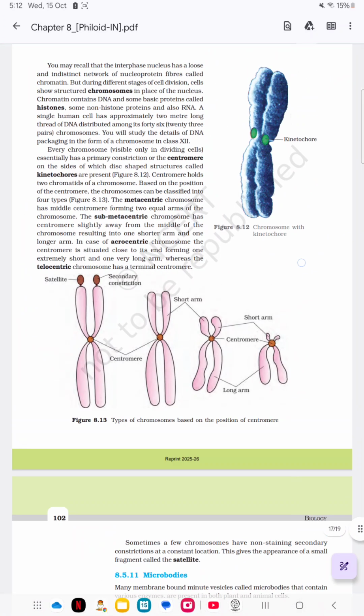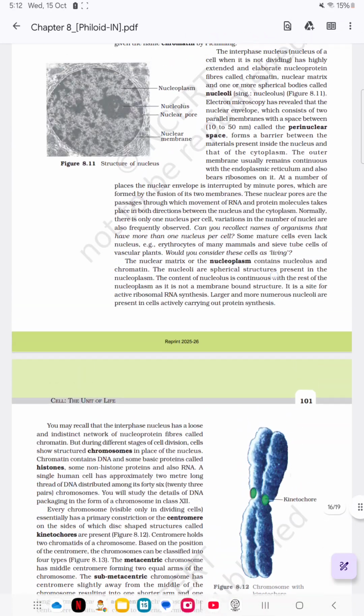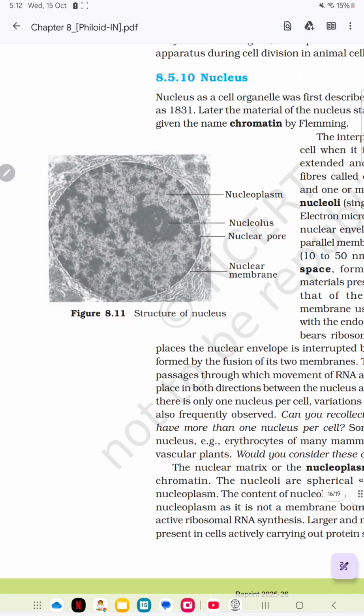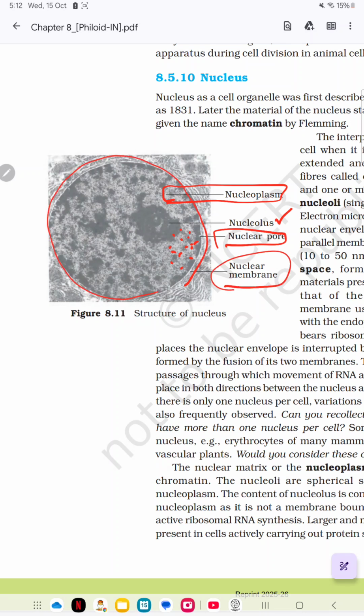So this is all about the nucleus. It has a double membrane. Here you can see the structure of the nucleus: the nucleoplasm, the nucleolus, the nuclear pores, and the layer known as the nuclear membrane. So this is all about the nucleus.